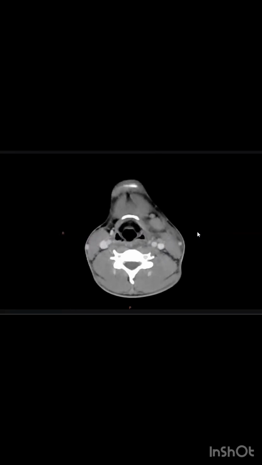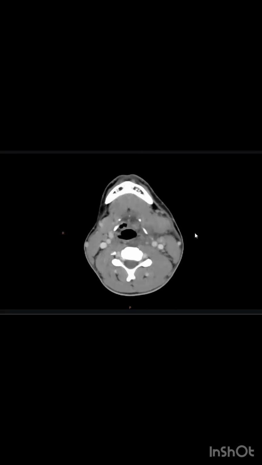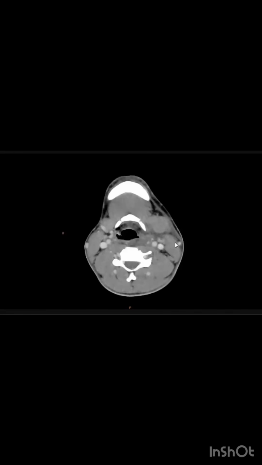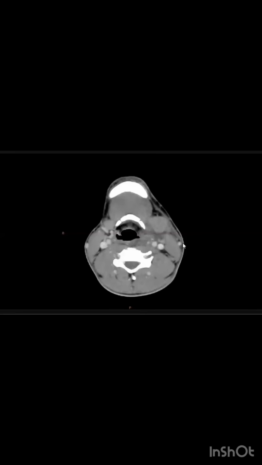I'm trying to look at the vessels as well to appreciate any filling defect within them, which is not appreciated at the moment. There is evidence of a lesion in the region of the left parapharyngeal space. A heterogeneous low attenuation is noted, extending inferiorly into the prevertebral space as well. It is leading to a subtle mass effect on the region of the left parapharyngeal region.